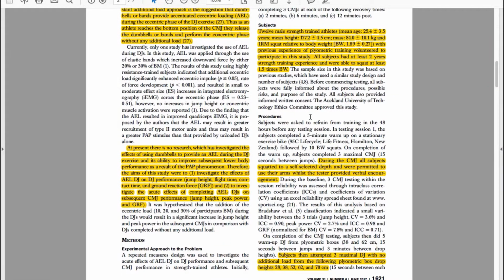At present, there is no research which has investigated the effects of using dumbbells to provide an AEL during the drop jump exercise and its ability to improve subsequent lower body performance as a result of the PAP phenomenon. Therefore, the aim of the study was to investigate the use of dumbbells to provide accentuated eccentric loading during a drop jump and its subsequent effects on countermovement jump performance.